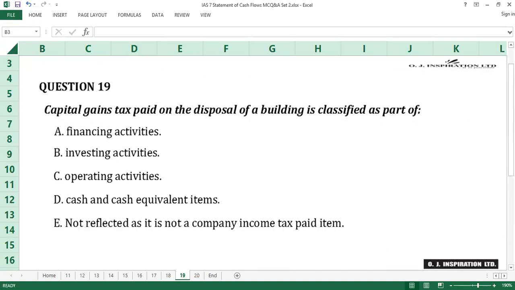Question number 19. Capital gains tax paid on the disposal of a building is classified as part of A, financing activities. B, investing activities. C, operating activities. D, cash and cash equivalent items. E, not reflected, as it is not a company income tax paid item. Time counts.